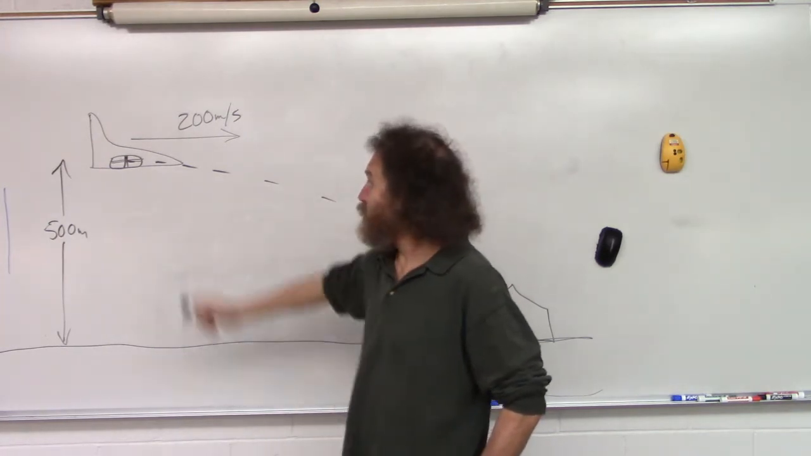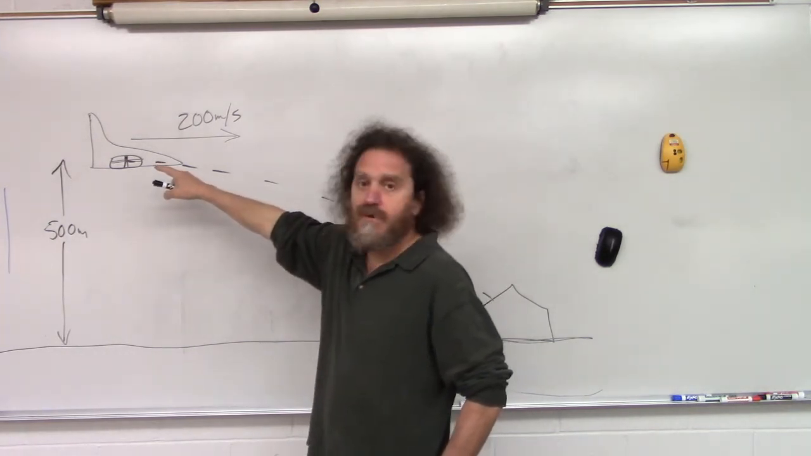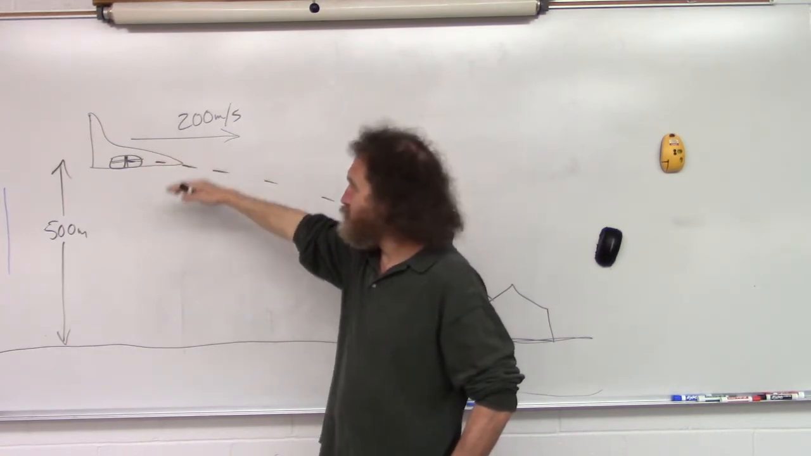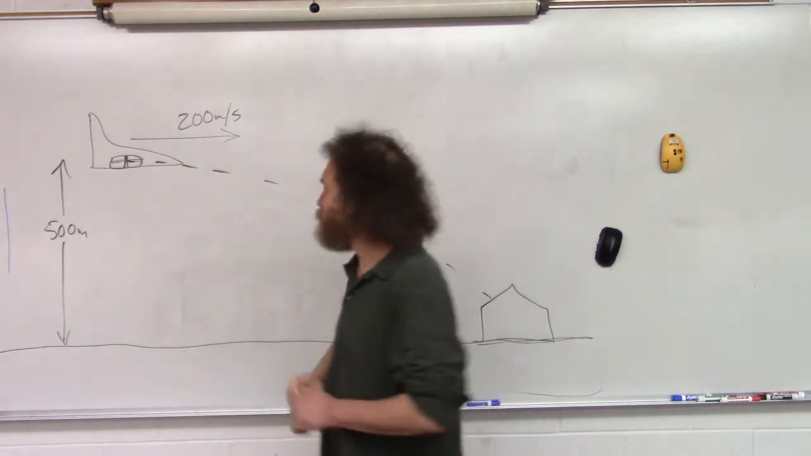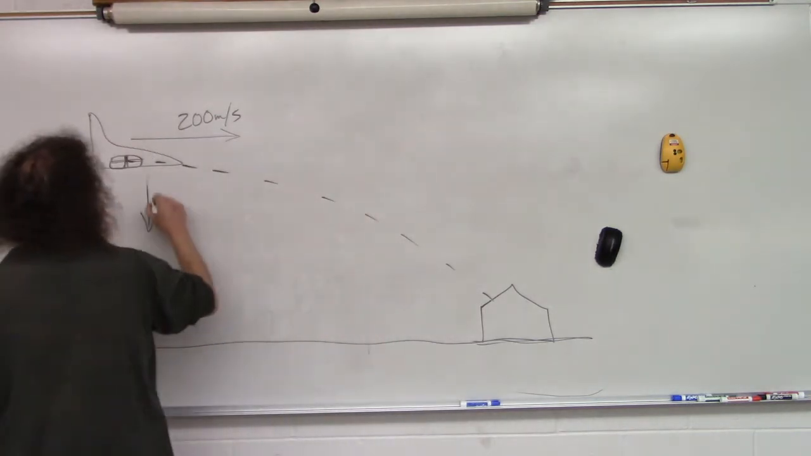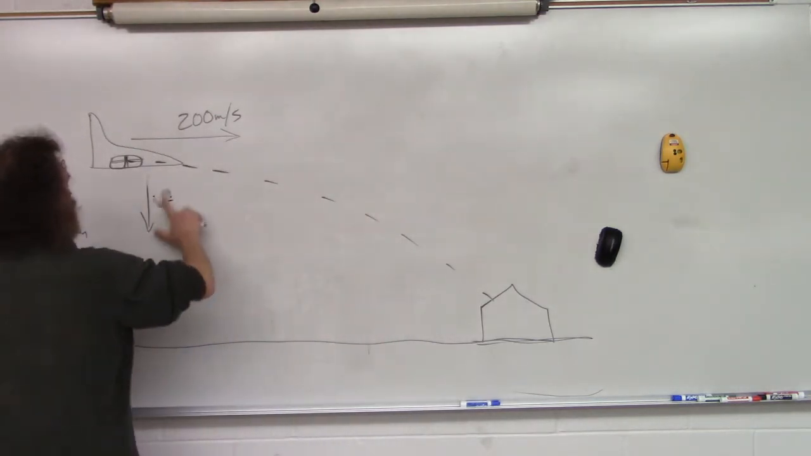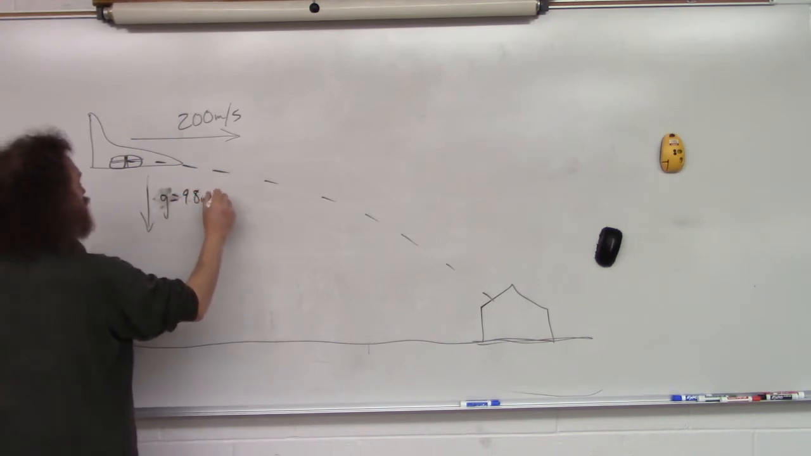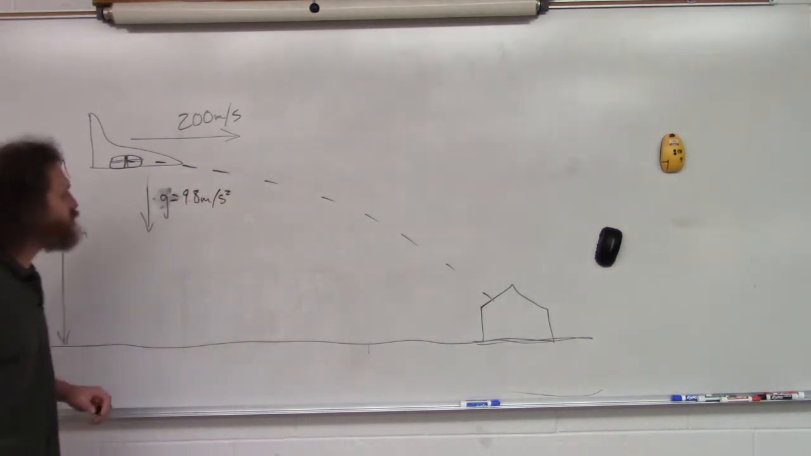So when it's let go, there are no horizontal forces on it anymore because the plane is gone, but there's a vertical force, gravity, and it accelerates downward at the acceleration due to gravity, which is 9.8 meters per second per second.